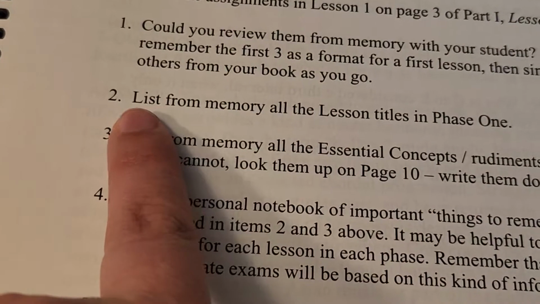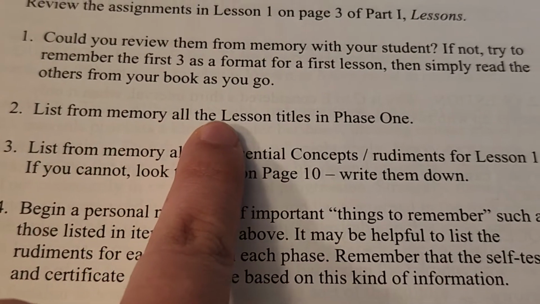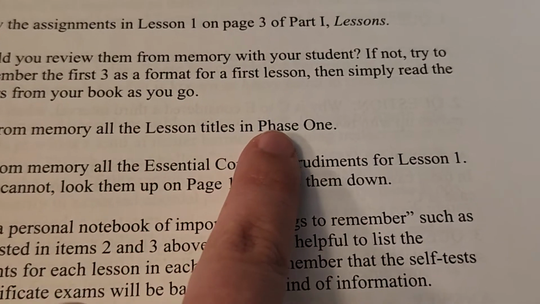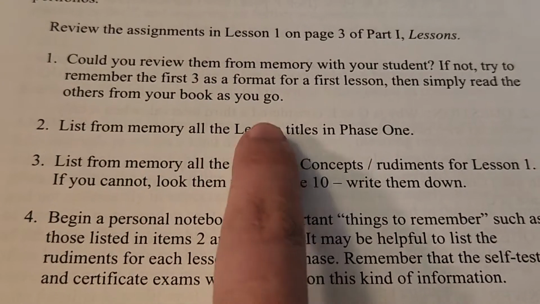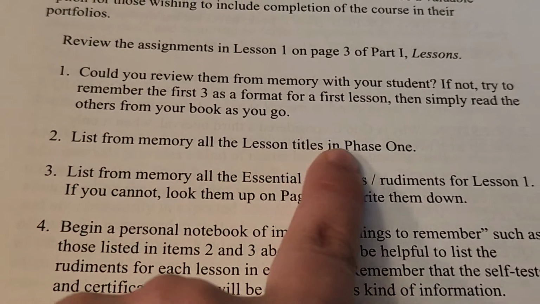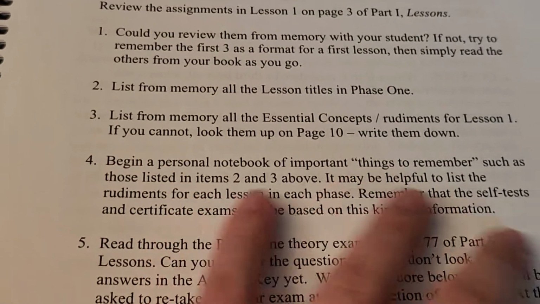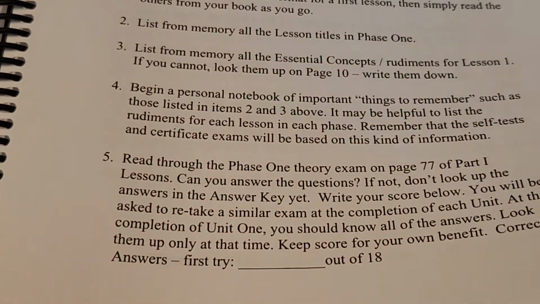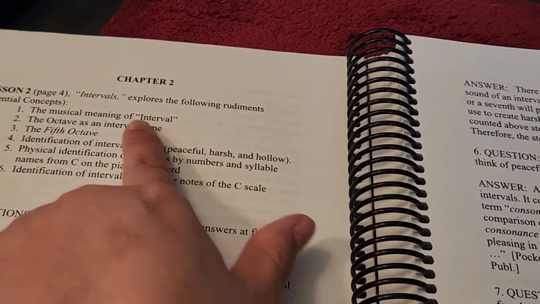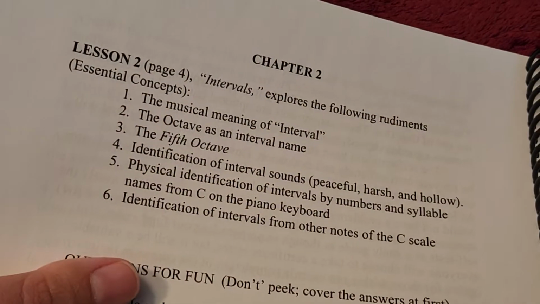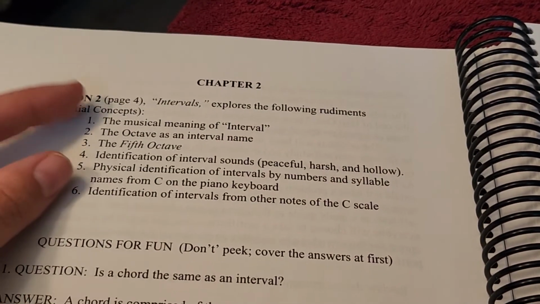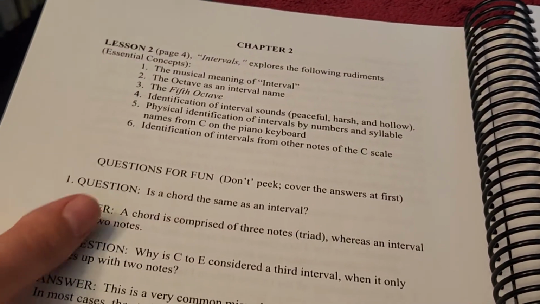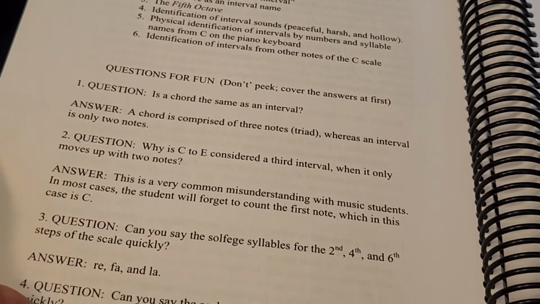Looking at number 2, list from memory all the lesson titles in phase 1. I don't think the student needs to know that, but I guess that potentially could work. But yeah, and then chapter 2 deals with lesson 2, so then you're dealing with the intervals, and these are the concepts that are taught, and then you have questions and answers.